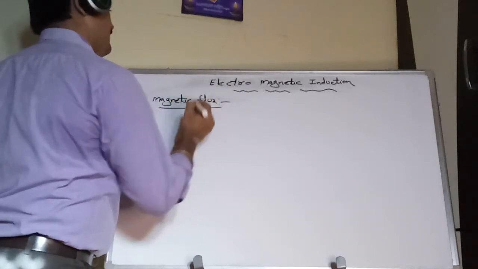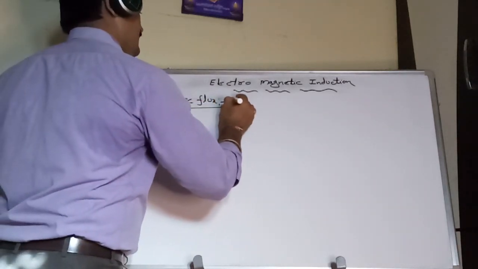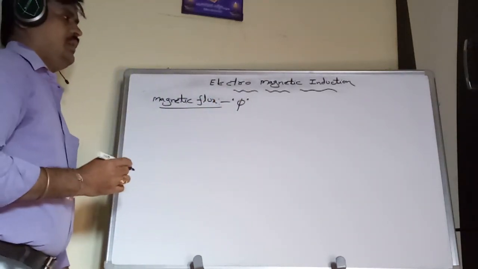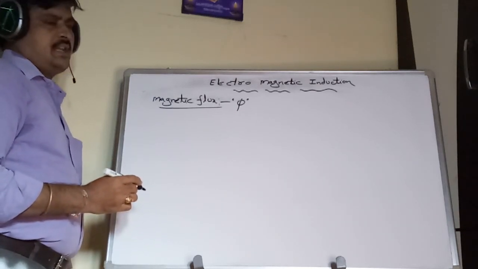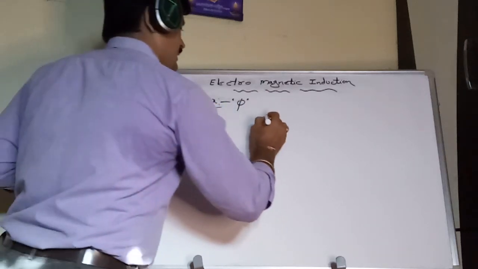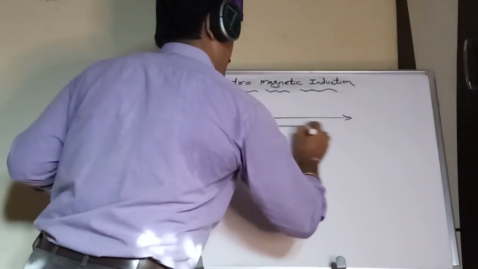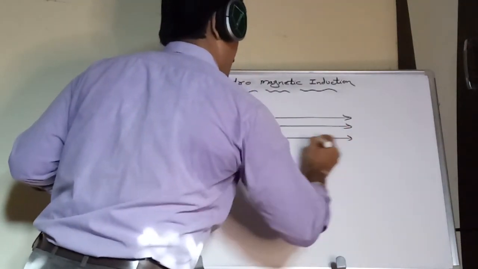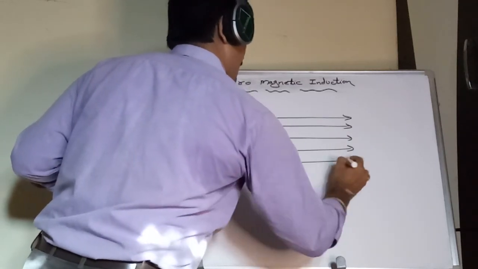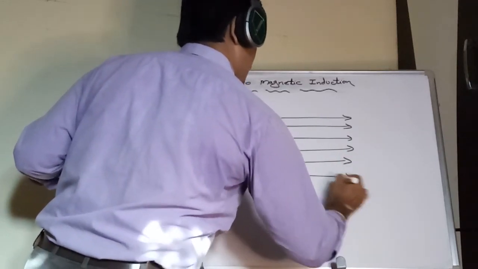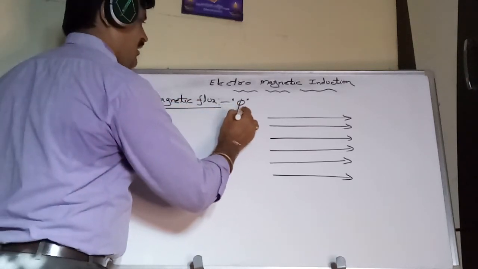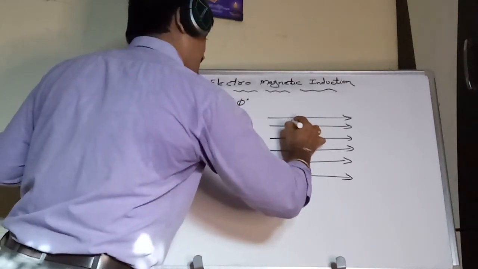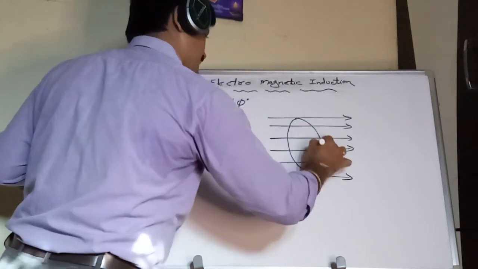Next, magnetic flux. The flux is indicated by phi. The number of magnetic lines of force passing normal to the unit area, or passing normal to the given area, is called magnetic flux. Magnetic flux is a scalar quantity.